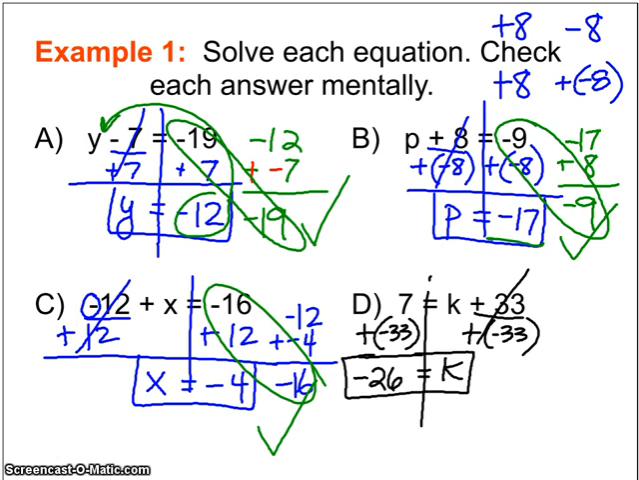Let's check. Plug it back into the original problem. I have negative 26 plus a positive 33. Panthers, again, it's an addition problem, so I have more positives. So I know my answer is going to be positive, but here the signs are different, so again I'm going to have to subtract. Take the larger number 33 and subtract 26, and you get a positive 7, which matches. So I know I have checked, and I know I have 100%.